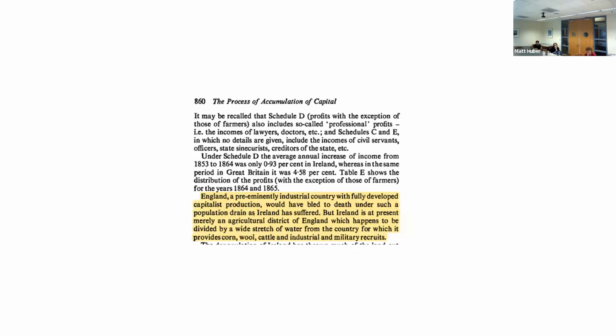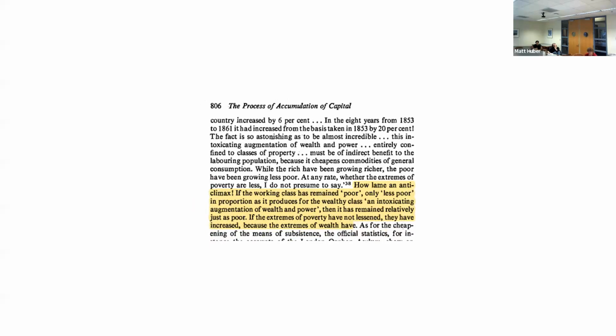And finally, the section on Ireland is just fascinating. I think this formulation in particular, thinking about a relation between England and Ireland in a sort of colonial relationship, he lays out: England, a preeminently industrial country with fully developed capitalist production, would have bled to death under such a population drain as Ireland suffered, but Ireland at present is merely an agricultural district of England. So he's talking about, again, this relationship between industrial and agricultural, where they're just sending resources to the core countries. And he talks about how Ireland is just going to be turned into a pasture, right, for provisioning raw materials to the core of England. So very interesting. Okay. So that is that.